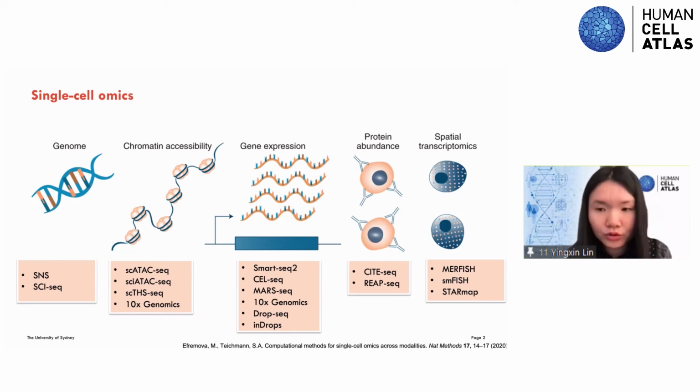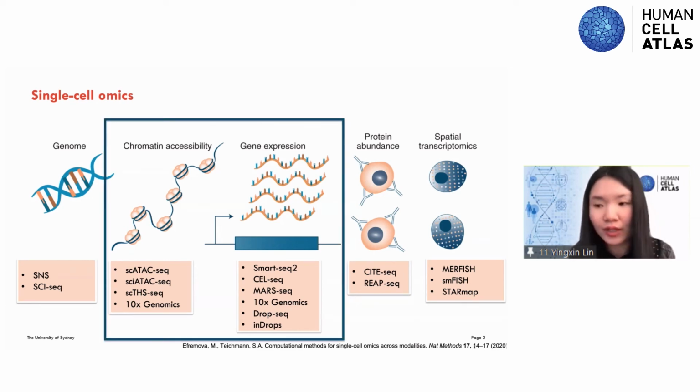There are two approaches to integrate multiple omics. One is from the biotechnology approach to measure multiple modalities of one cell at a time, such as SNARE-seq. And the other approach is using computational methods. So today we will focus on the computational method, and more specifically the integration of chromatin accessibility and gene expression on the ATAC-seq data.